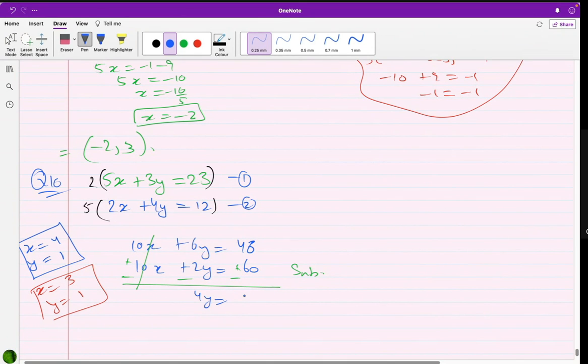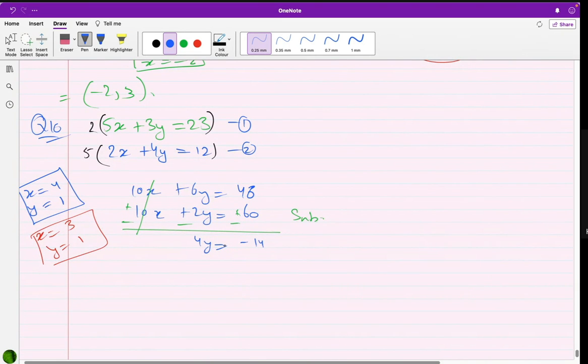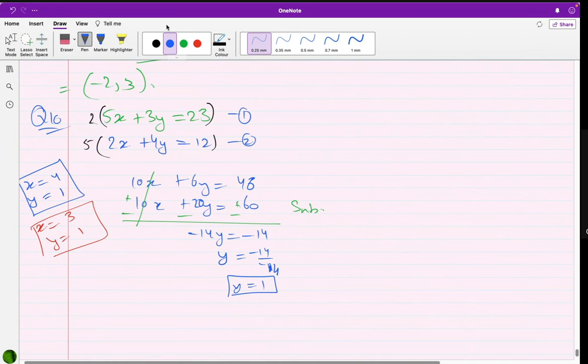The difference is 14. Okay, now I understand. I'm getting 3. Sorry, 5 times 4. This was 20. Yes, sir. So 6 and 20, the difference is 14. y is equal to minus 14, so y is equal to minus 14 by minus 14. So y equals 1. So both of you are getting the same y.